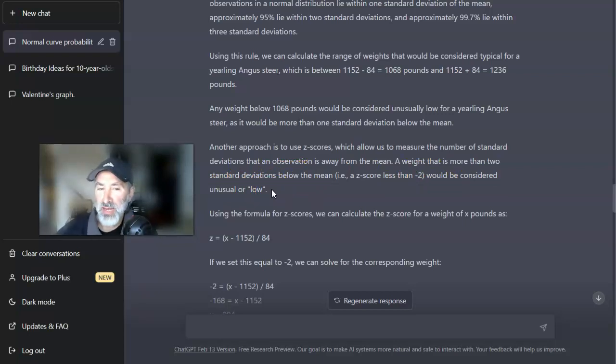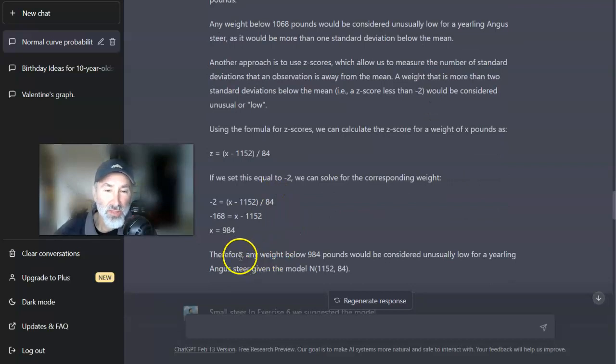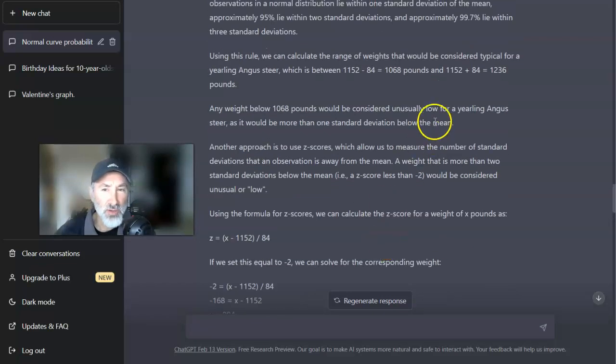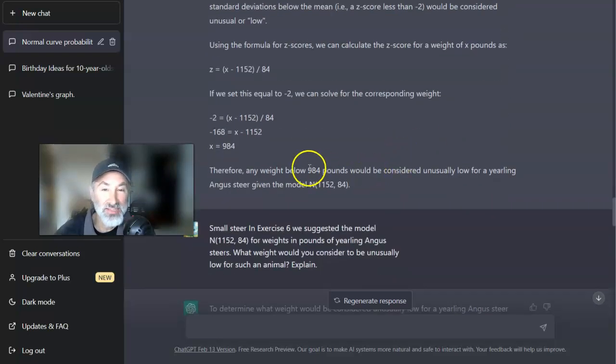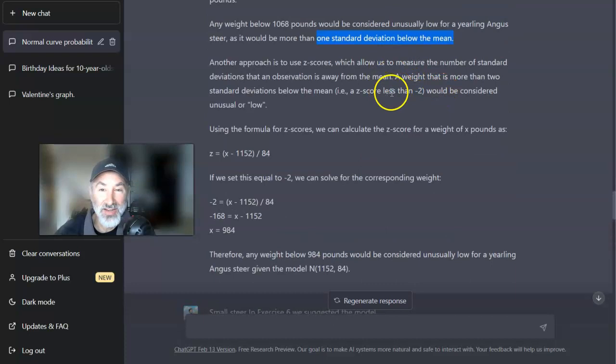Well, I thought this was a little bit odd. And then they actually did the calculations, and they said, therefore, any weight below 984 pounds would be considered unusually low. Well, if I was you and I was using this tool, I would be a little bit confused because up here it says any weight below 1068, more than one standard deviation below the mean, would be unusually low. And then they go on to say a weight that is more than 2 standard deviations below the mean would be considered unusual or low. So which is it? So I decided to try something.